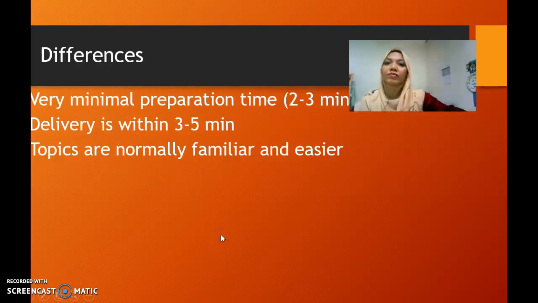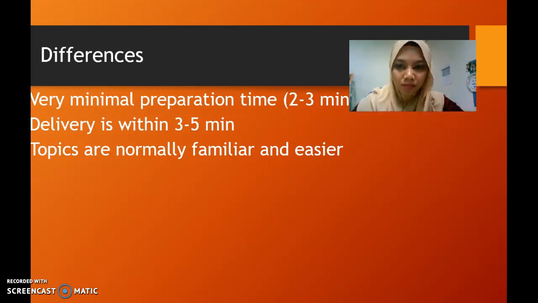First topic, the differences. We're talking about the differences between impromptu speech and the prepared speech. For a prepared speech, you are normally given maybe a few days to prepare. But for impromptu, you only have about 2 to 3 minutes to come up with an outline, and straight away present to your audience. This is mostly in not a really formal occasion.